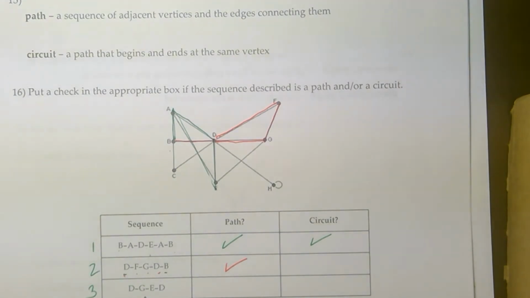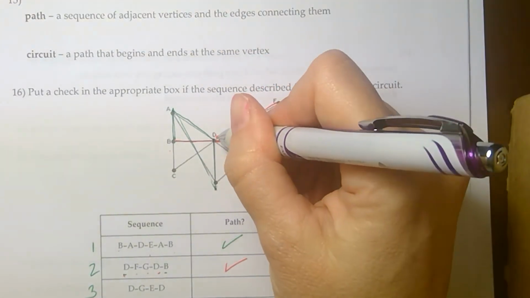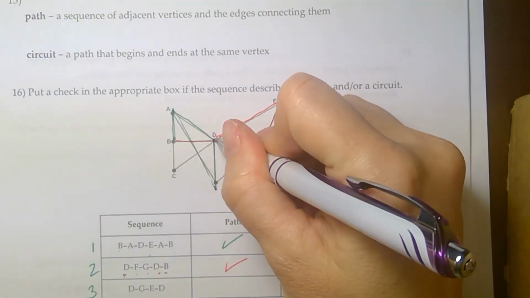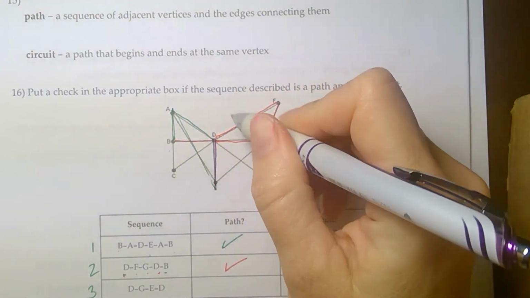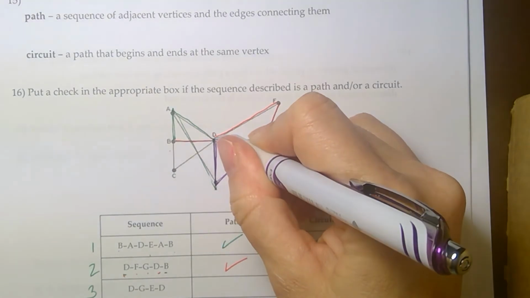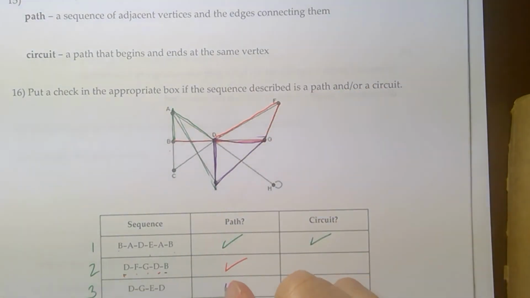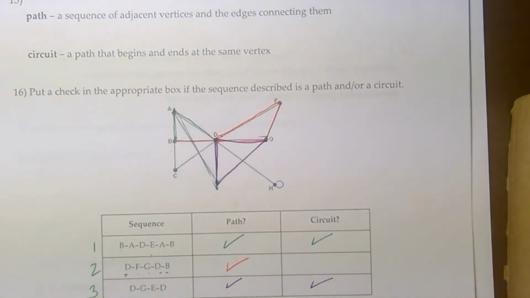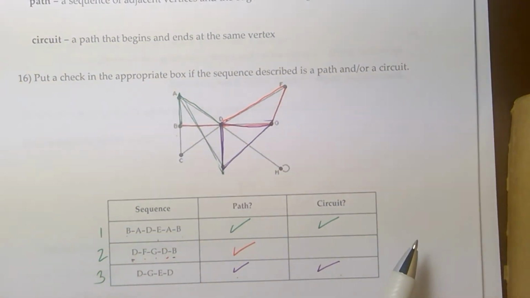Okay, we have one more. Number 3, D, G, E, D. D to G, and then to E, and back to D. Yep, that works. That is a path that is also a circuit because it works as a path, and I'm starting and stopping at the same place.